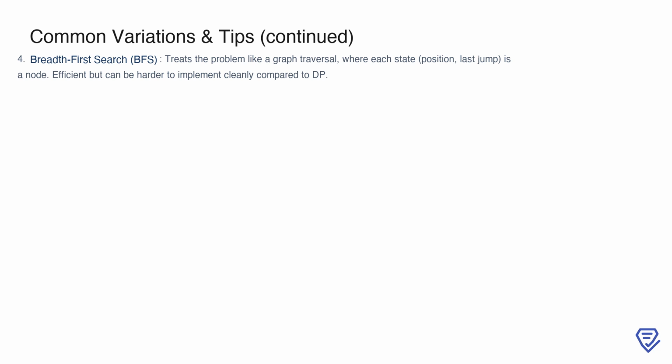Although BFS is efficient in avoiding redundant computations, its implementation can be more complex compared to dynamic programming. You need to manage a queue and ensure that each state is processed correctly, which can introduce additional overhead. Nonetheless, BFS is a powerful alternative if implemented cleanly, particularly when you want to explore the problem from a graph-theoretic perspective.